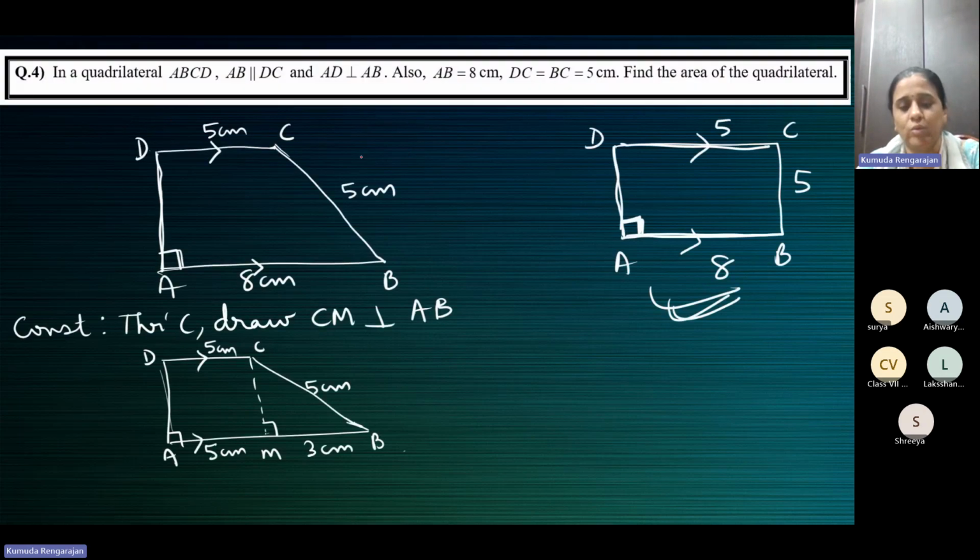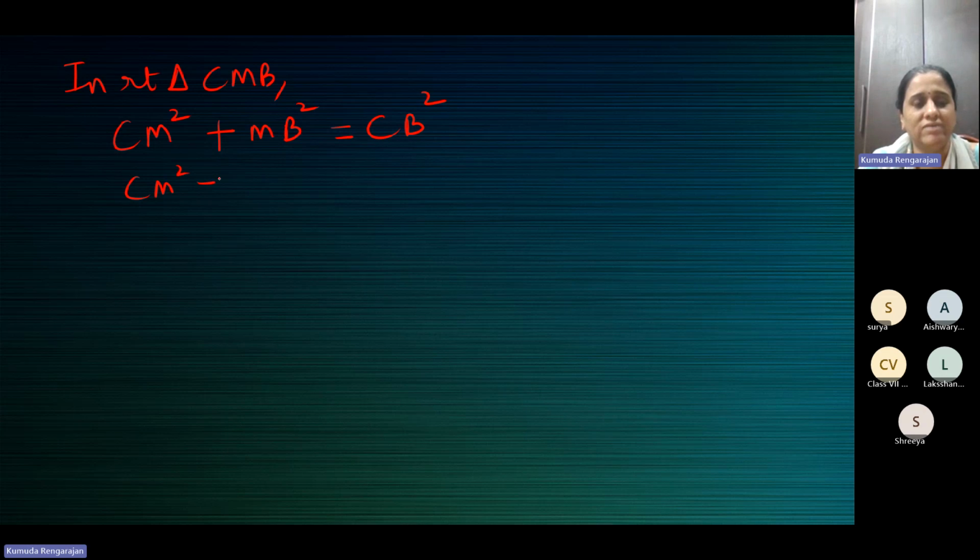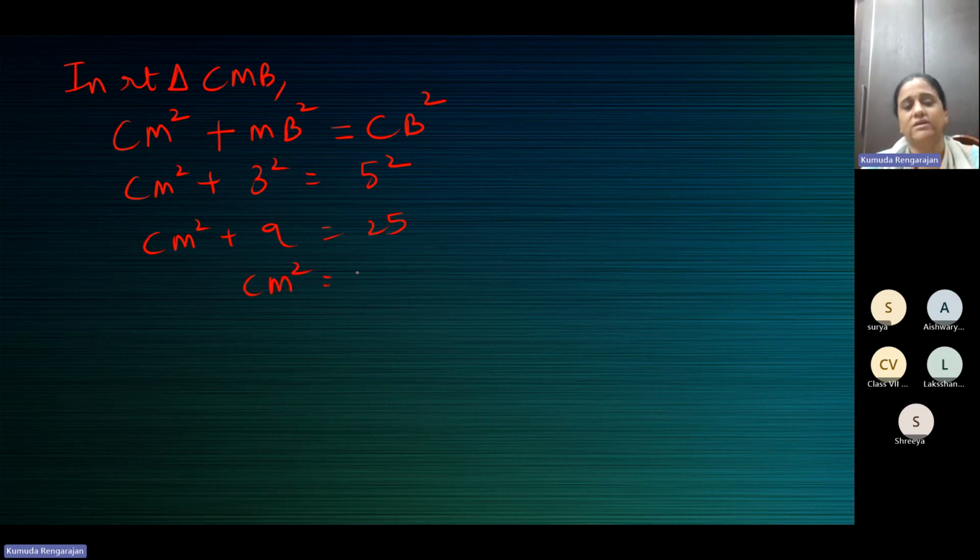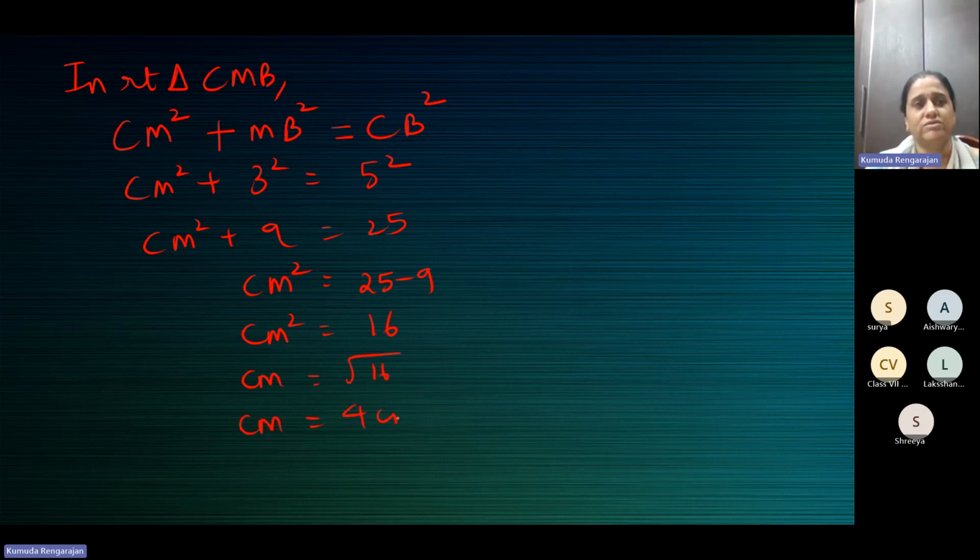Now what is CM? We don't know, we need to find CM. So CM square plus MB square, 3 square, is equal to CB square, 5 square. So CM square plus 9 is equal to 25. CM square is equal to 25 minus 9, 16. So CM is the square root of 16, which is 4 centimeters. So the distance between the parallel sides is 4 centimeters.